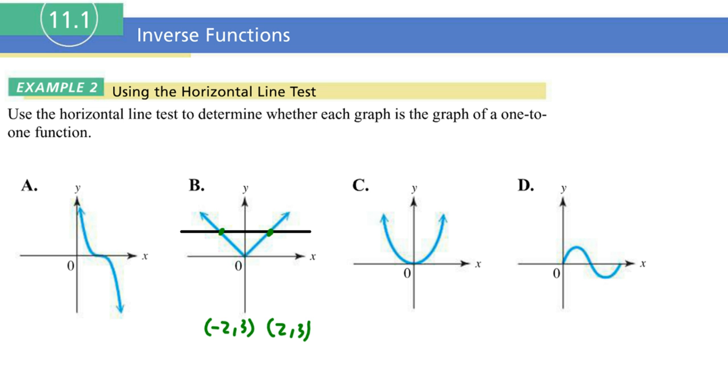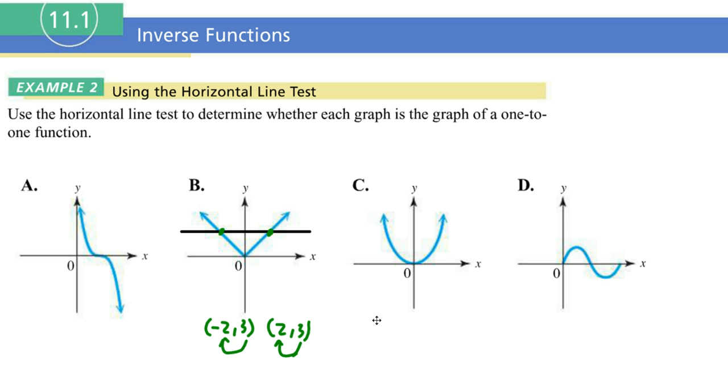By definition, a one-to-one function is where every x value corresponds to only one y value, and every y value corresponds to only one x value. We see -2 goes with 3, and 2 goes with 3. But if we go the other way around, 3 goes to -2, and 3 also goes to 2. Wait a minute, that just violated the definition, because every y value should only go to one x value. But the 3 goes to 2, and the 3 goes to -2.